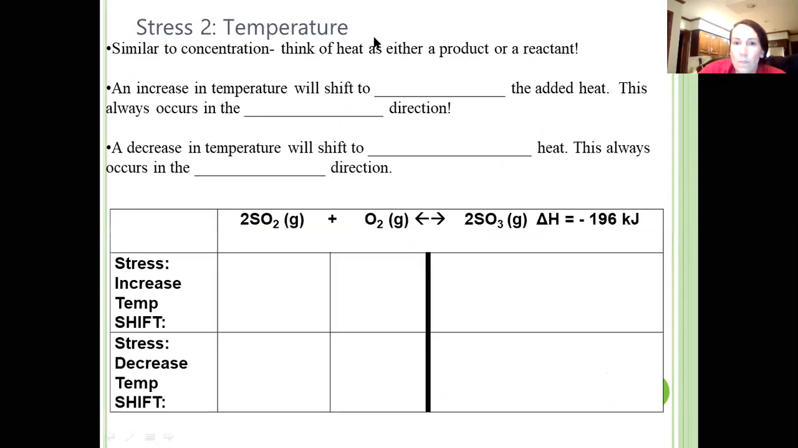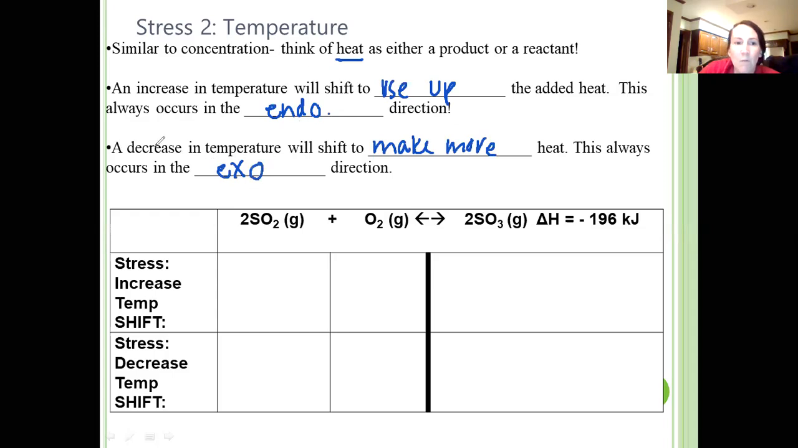Okay, so temperature is going to be similar to concentration. You want to think about heat as either a product or a reactant. So an increase in temperature, your reaction feels too hot. So it will shift to use up the added heat. This always occurs. So if I'm using heat, this is endothermic. A decrease in temperature shifts to make more heat. This always occurs in the exothermic direction.